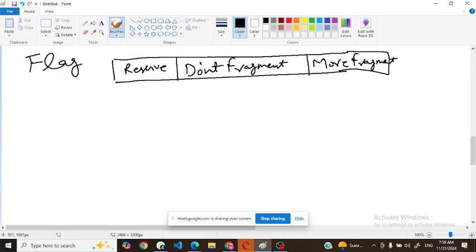Okay. So the reserve field will always be 0. Don't fragment can be 0 or 1. More fragment can be 0 or 1.